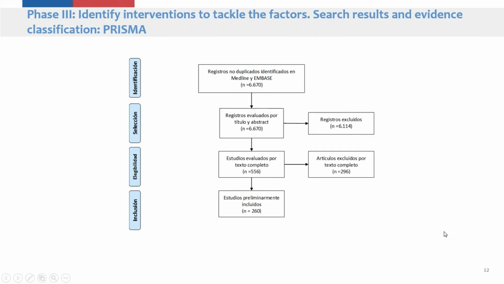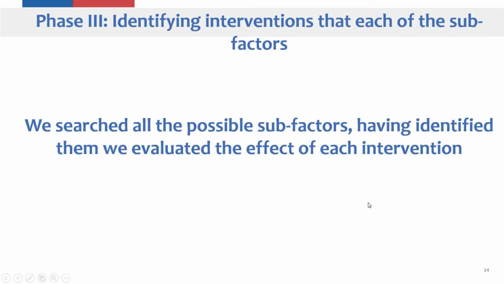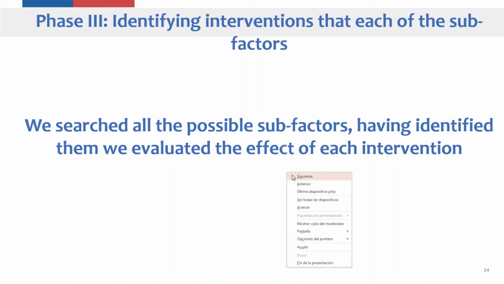This is the PRISMA flowchart. We identified 6,670 hits. We included at the end 260, for which we read full text 296. And the results of our search: we searched all the possible sub-factors, having identified them. We evaluated the effect of each intervention on obesity.